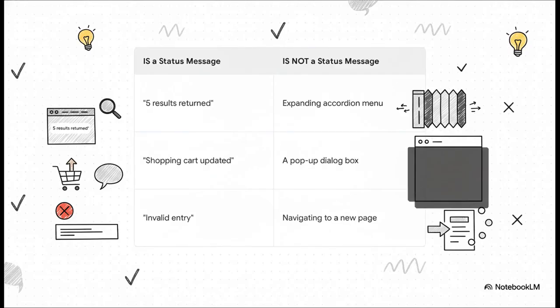And yeah, this is a key distinction. A quick update like 5 results returned or shopping cart updated, that's a status message. But a whole accordion menu expanding or a big pop-up dialog box that takes over the screen, that's not. Those are major changes in context, and they're handled by other accessibility rules. We are laser-focused on those small but super important updates.